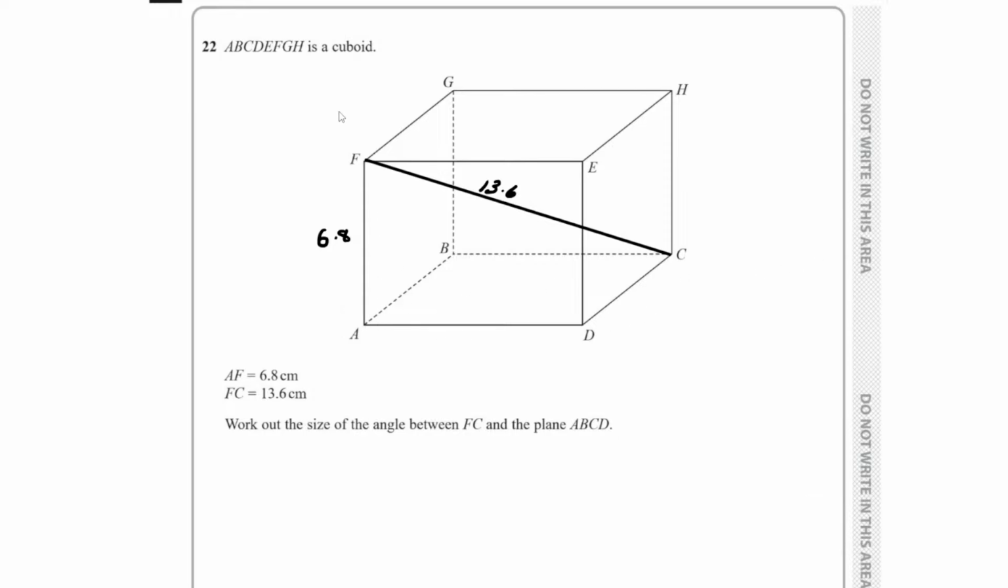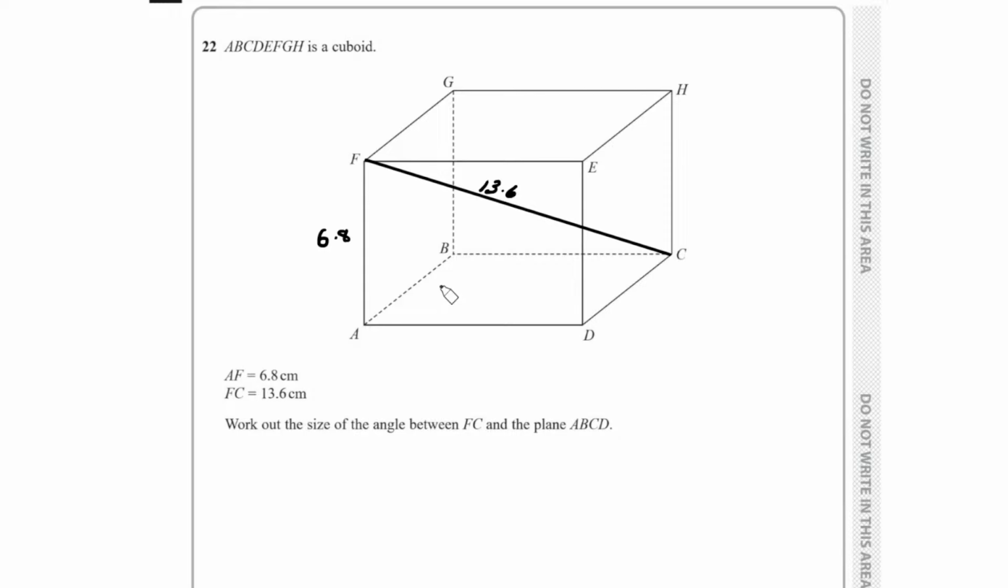It might be that the triangle is stood up going through the cuboid. It won't ever be like a diagonal triangle. It'll either be a horizontal one or a vertical one. So if you ever see this where it says the angle between some side, which you can draw on if you need to, and then a plane, draw a diagonal line through that plane.